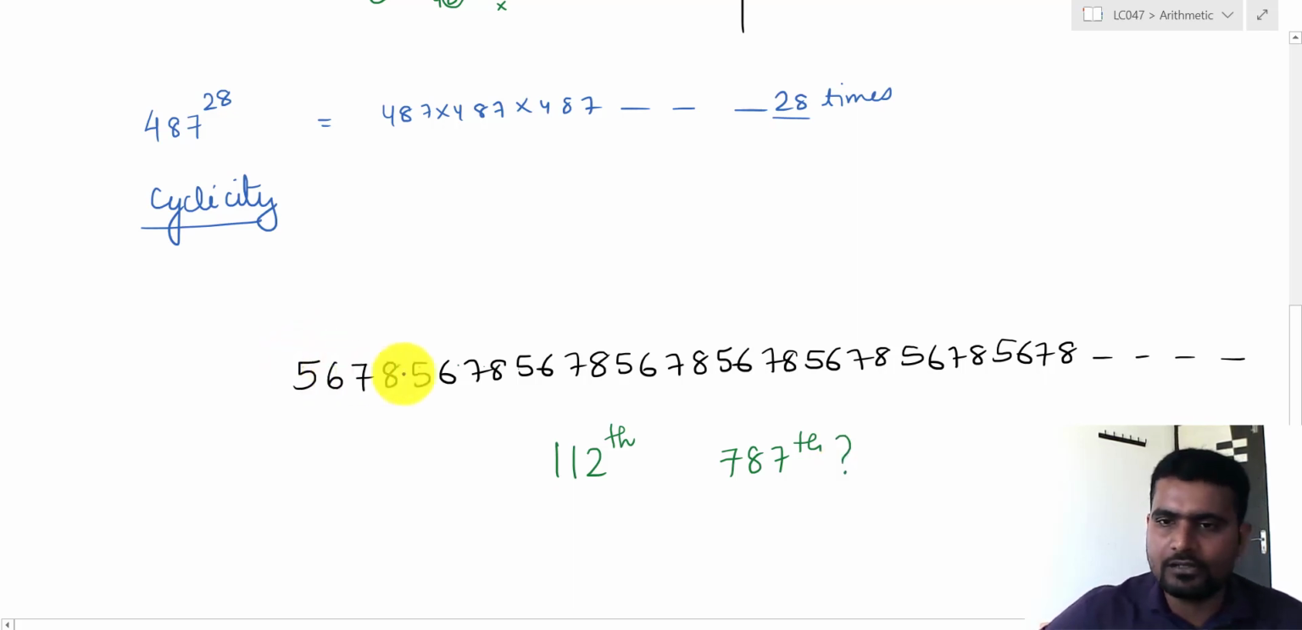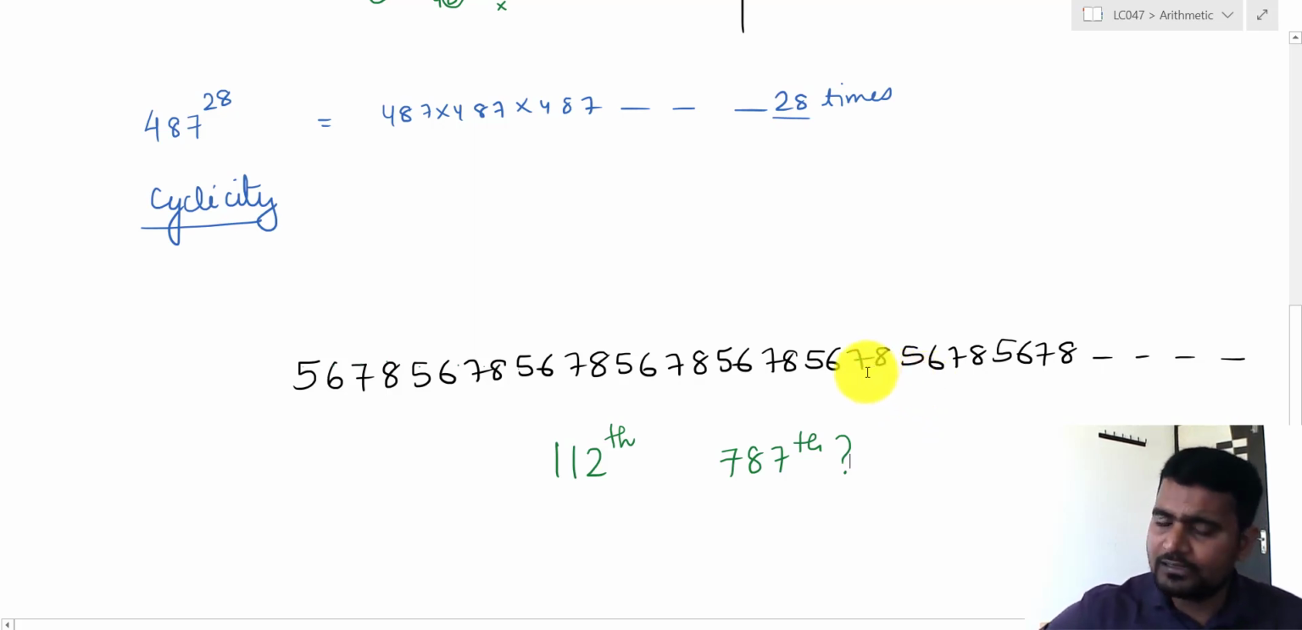Obviously, you're not going to write this whole series and then count and find. It is not at all possible. It is not humanly possible, and even if it is, it is not possible to do it in the exam hall. If you do only this question, you'll be able to do no other question.